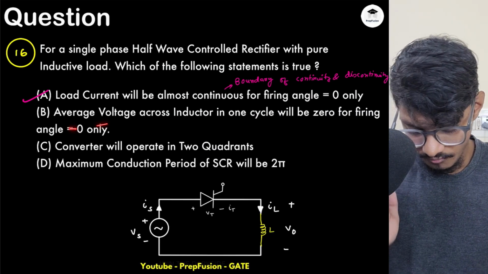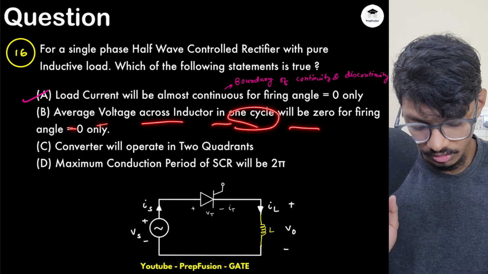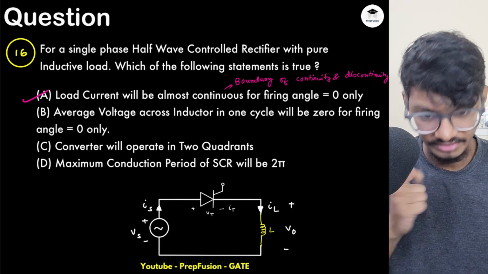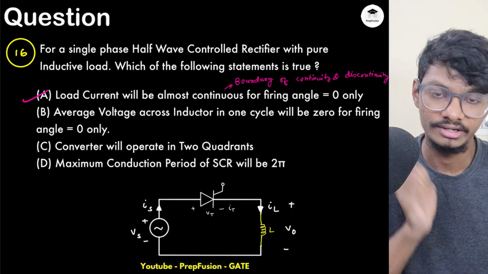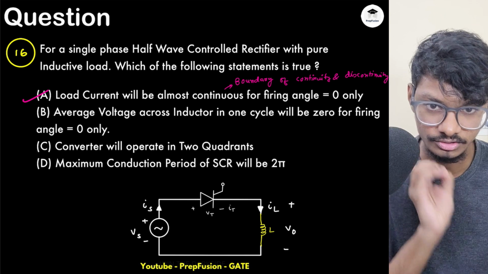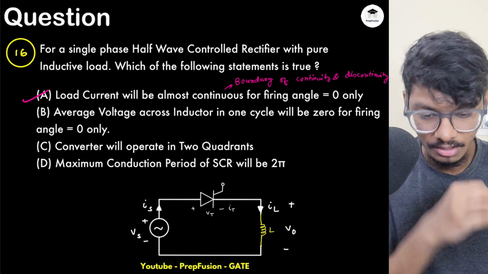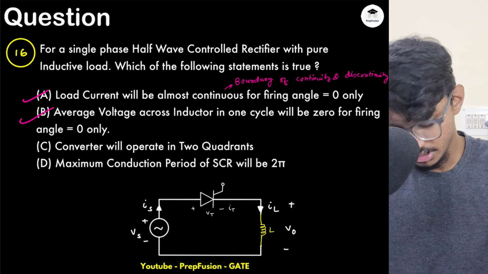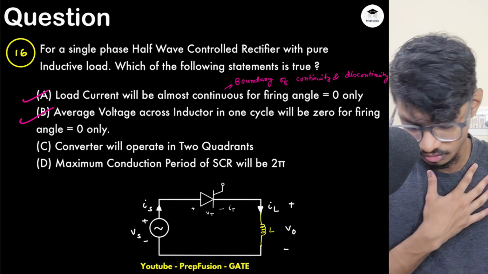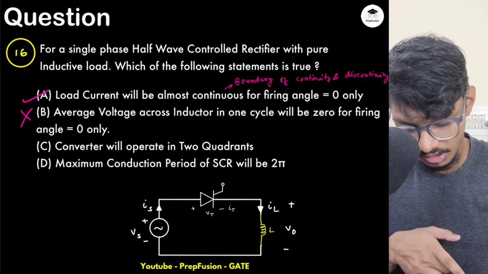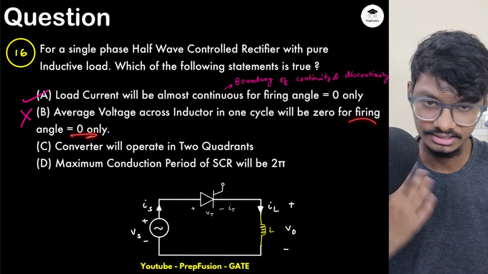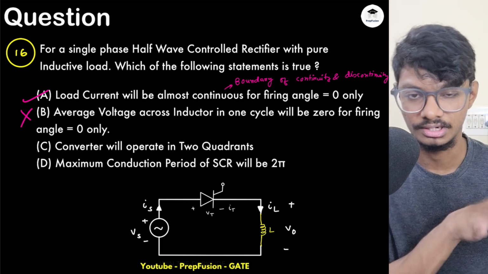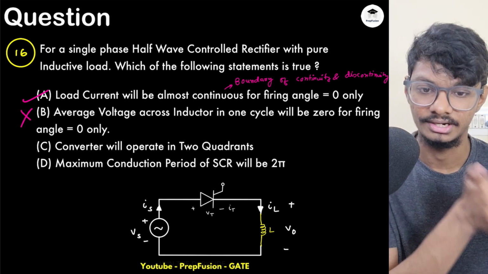Now, average voltage across the inductor in one cycle will be 0 for firing angle equals to 0 only, which is wrong. The average voltage across the inductor in one cycle will always be 0 whether I trigger at omega t equals to 0 or omega t equals to pi by 2 or whenever, if the inductor is reaching steady state. So this is wrong, because it says only when the firing angle is 0. No, for all values of firing angle, the average voltage across the inductor will be 0 according to the volt-second criteria.